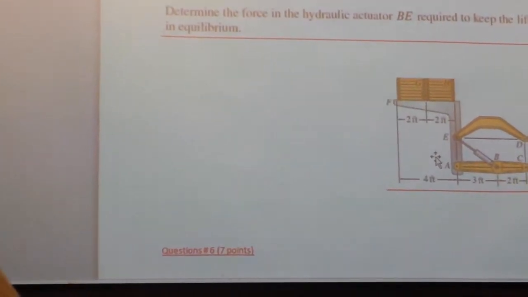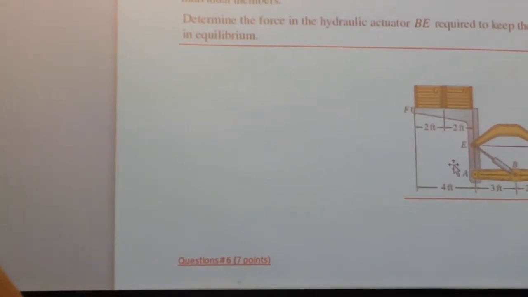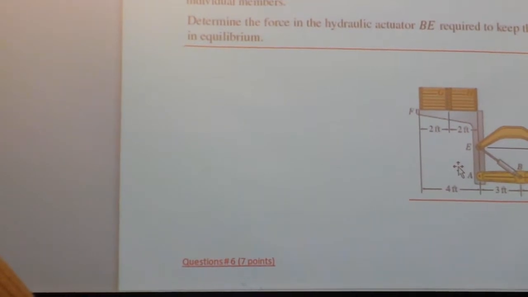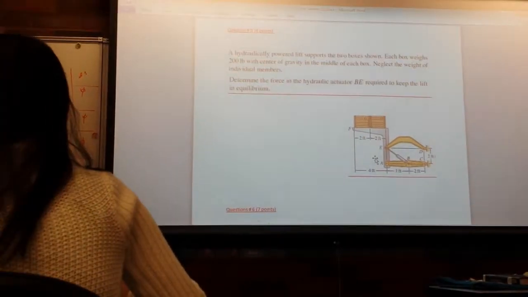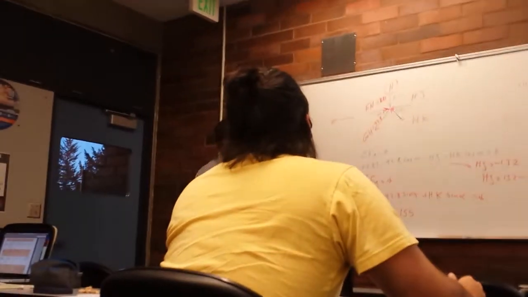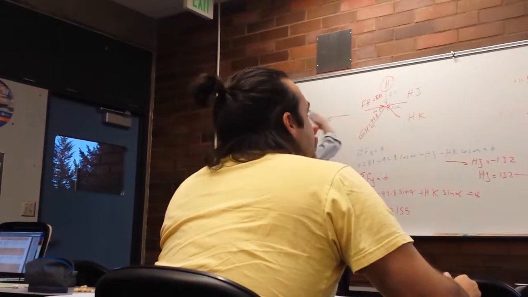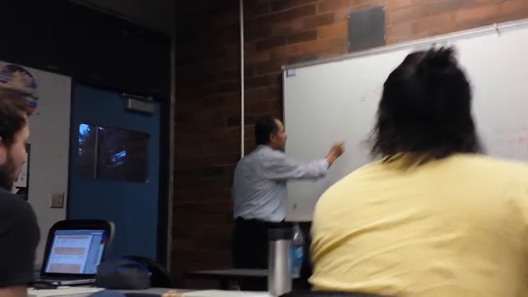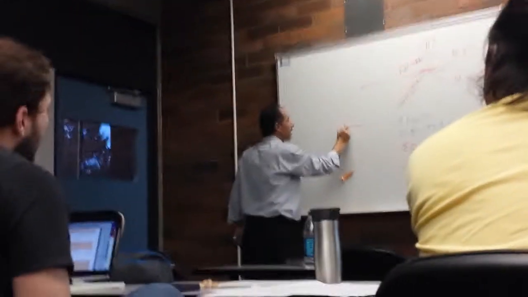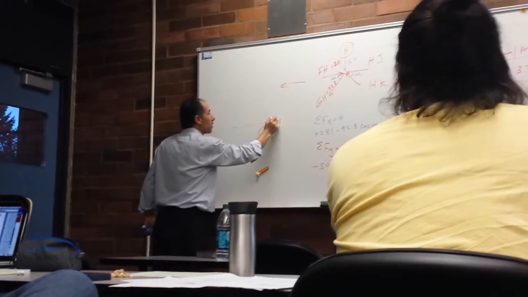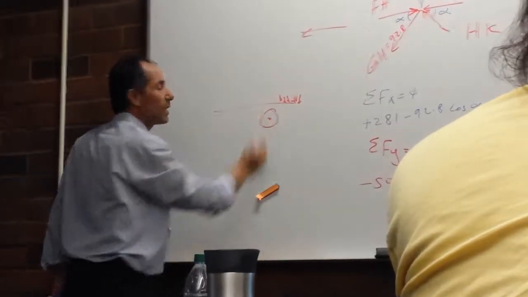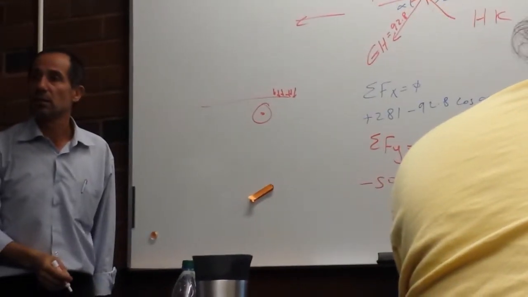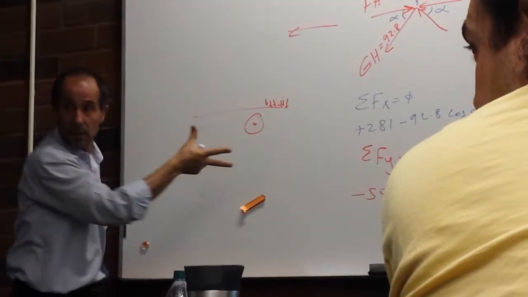But for this, why is it not symmetrical? Why is GH not equal to HK? Look at the load. The load is on this side. It's just like you have a trailer with a wheel in here, and you put the load right in here only. What happened to the trailer? It's going to flip like this.